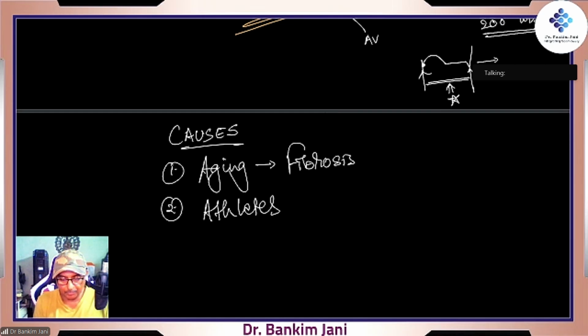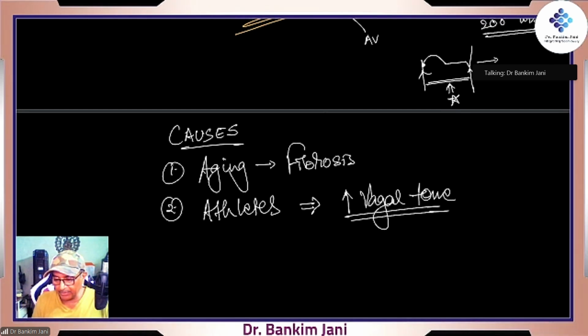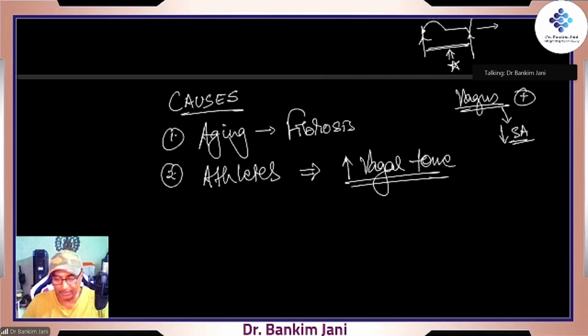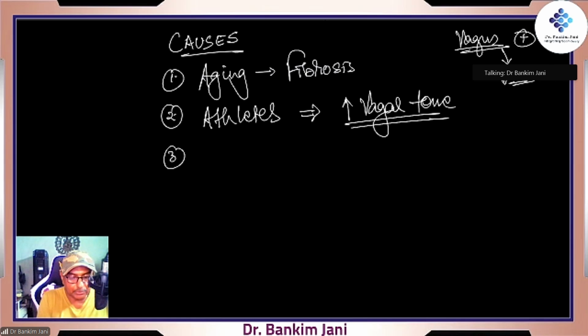athletes. In case of athletes, there is an increase in the vagal tone, and we understood the vagus nerve, right? Vagus nerve stimulation is what happened. It slows down the SA node, so because it is slowed down, it will be affecting the AV node also. So that's why it can lead to this increase in the PR interval, because the whole thing has been slowed down. Important things to know about.